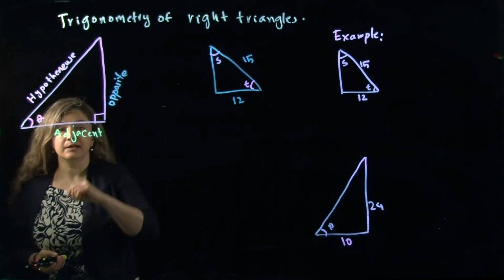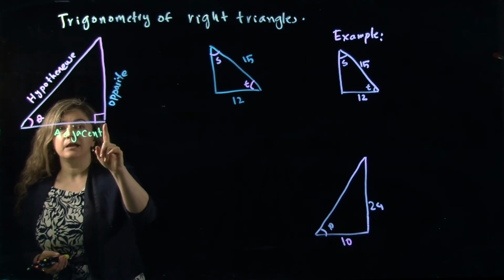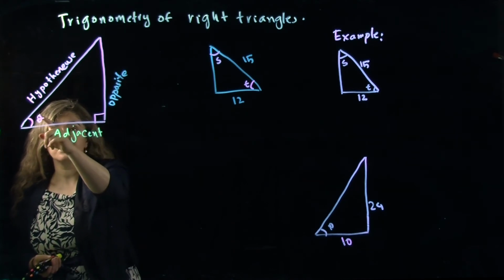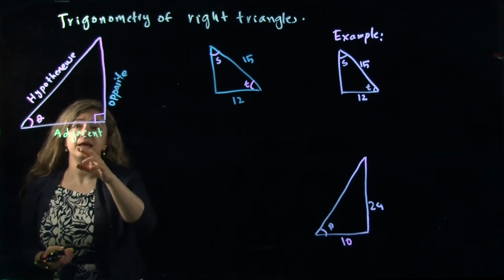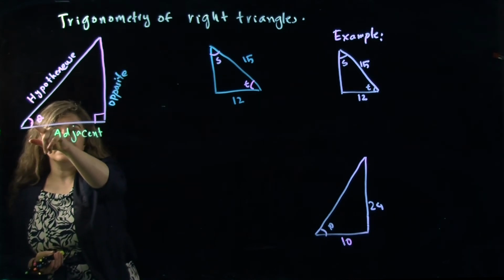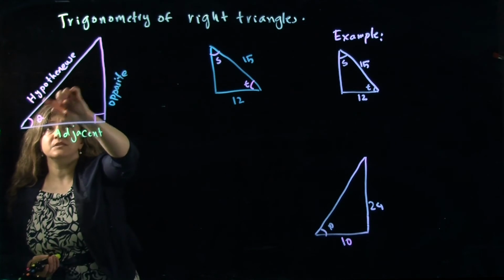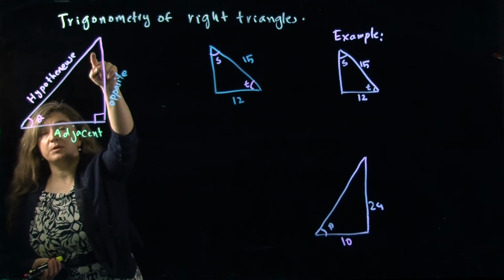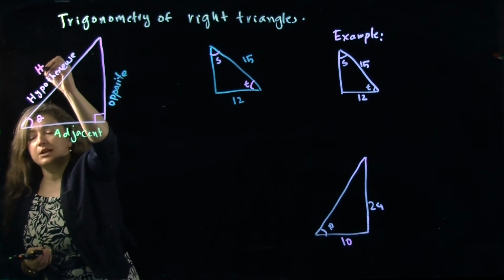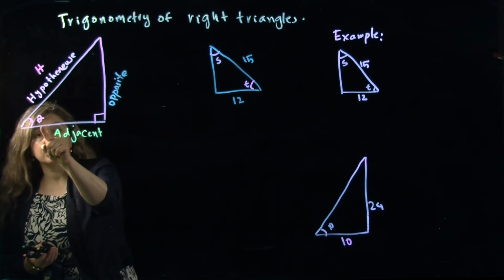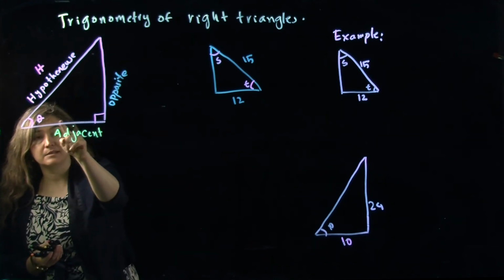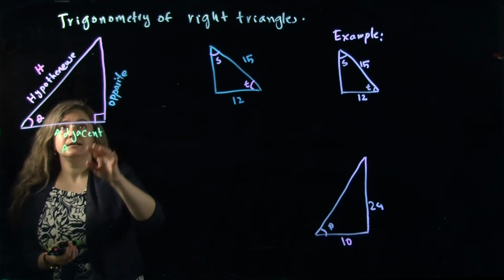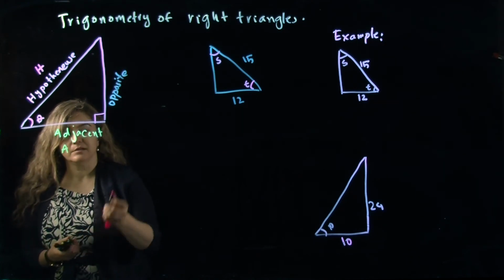If you have a right triangle like this, and this is the right angle, and you want to find the trigonometric functions for theta, with theta being this angle, then notice that the side that is facing the right angle, the biggest side, is going to be called the hypotenuse. We also show it with an H. The side that is next to theta, beside the hypotenuse, is called adjacent. And the side that is facing theta is going to be called opposite.